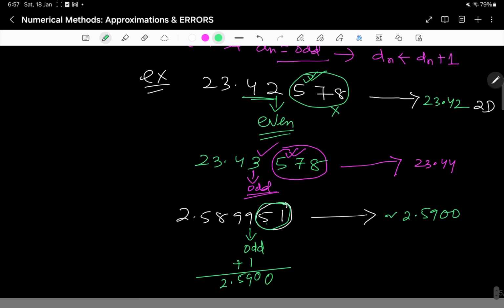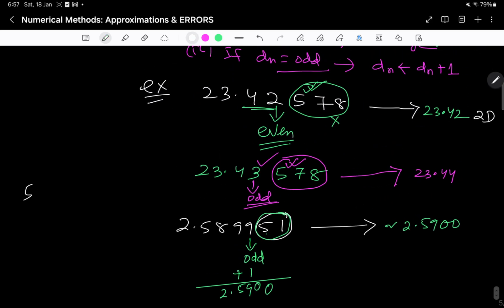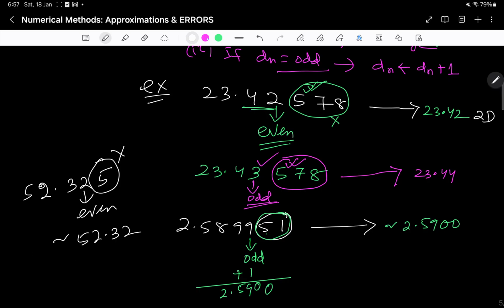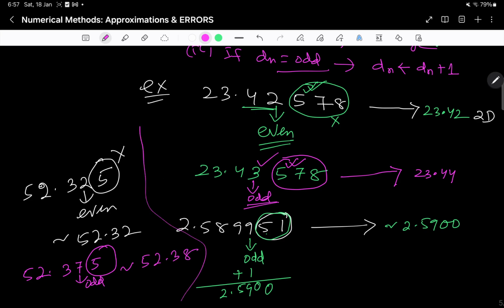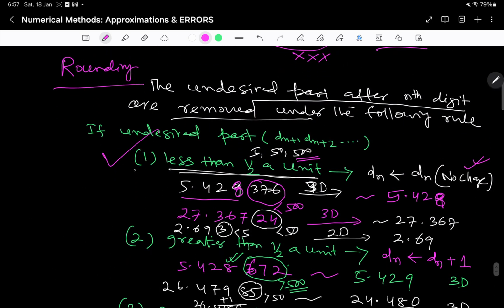Suppose I have one more example. Suppose 52.325 here, right? Now I want to omit this last digit. Since this is even, this will be 52.32, no change. If suppose I have 52.375 and I want to omit it, now this is odd here, so this will be 52.38. This is because of your rounding. So that is rounding under these three cases.